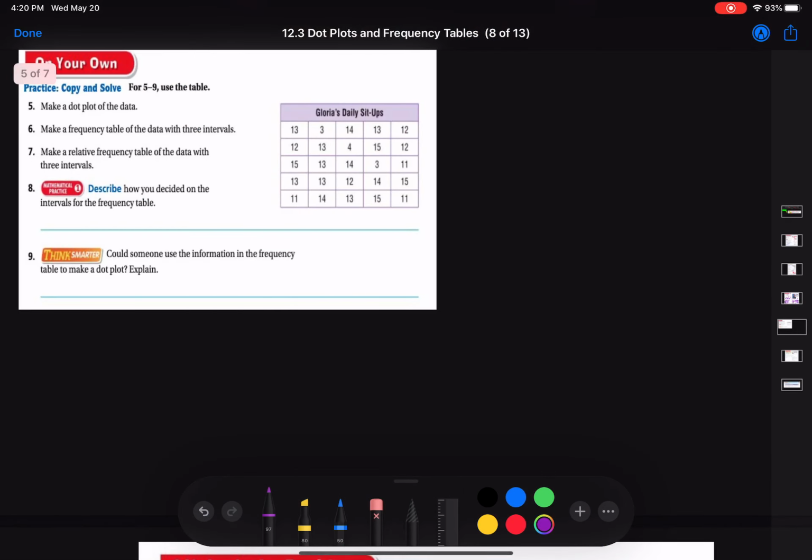Okay, so we're almost done. We're going to do one more like that. We need to do a dot plot. So the first thing I'm going to do is I'm going to draw a really long line. I'm going to make it be 0 to 15. Let's see if I made it long enough.